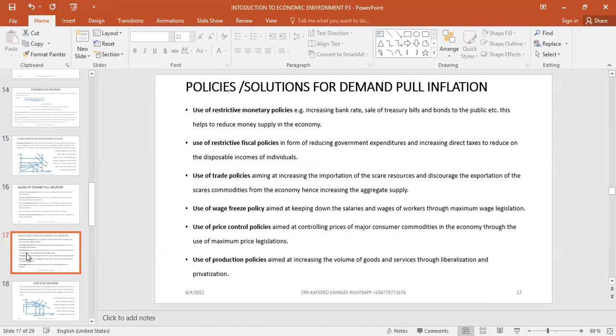The second last we can talk about is the use of price controls. With these price control policies, we are aiming at setting minimum and maximum prices. But since we already know that prices keep on increasing, we have to set a maximum price, whereby we set a ceiling, saying that the price of a certain material is not supposed to exceed this level.